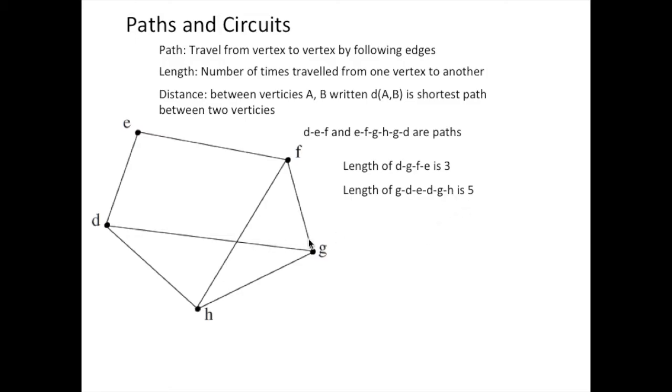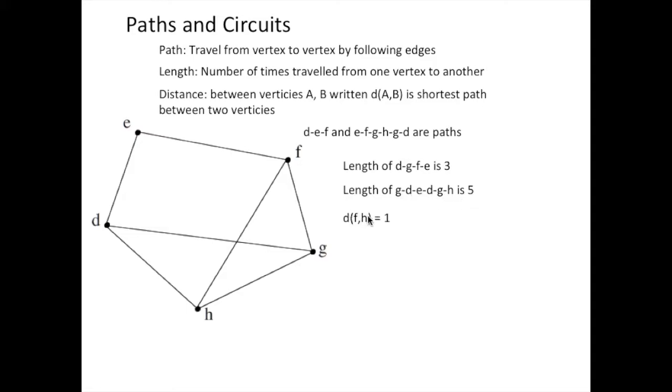Let's see about that. So G to D, that's 1. And then D to E is 2. And then E to D again is 3. D to G is 4. And G to H is 5. A little trick of counting the dashes: 1, 2, 3, 4, 5.